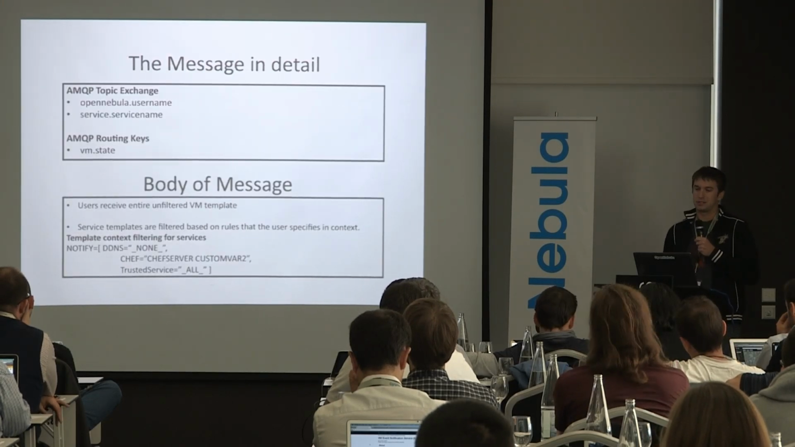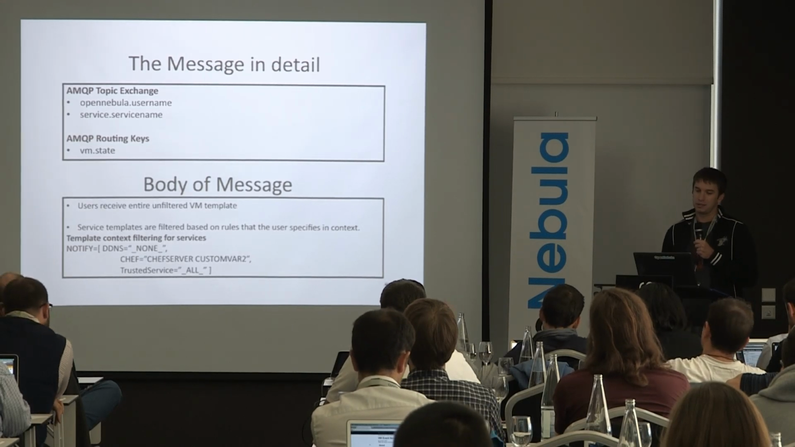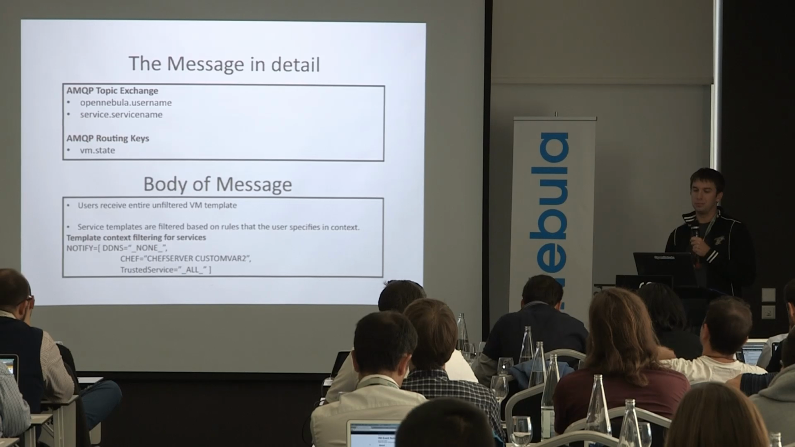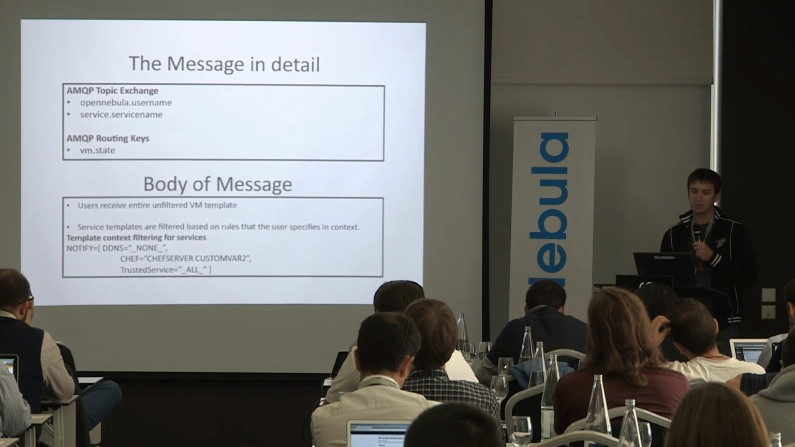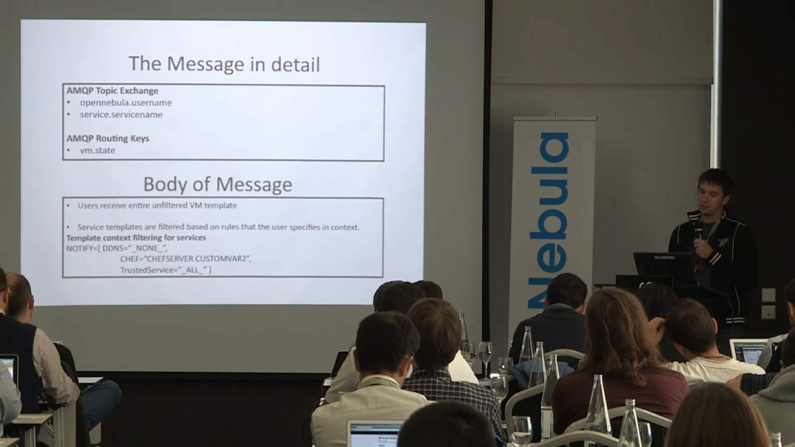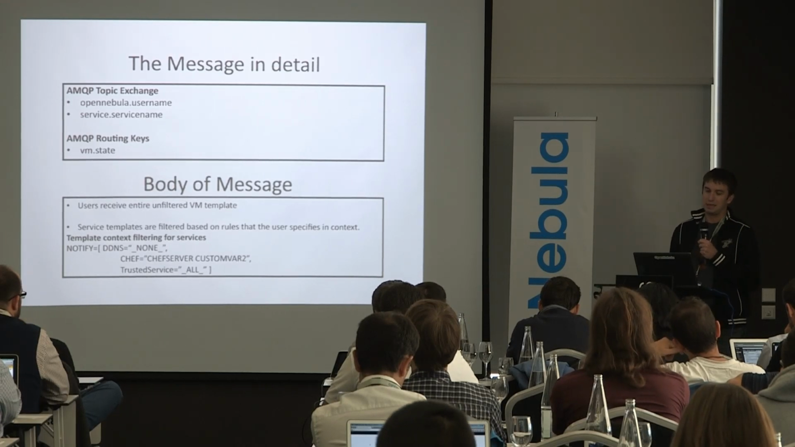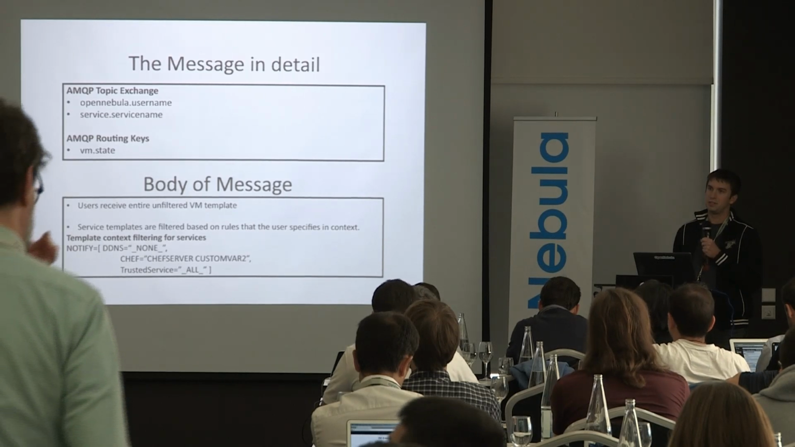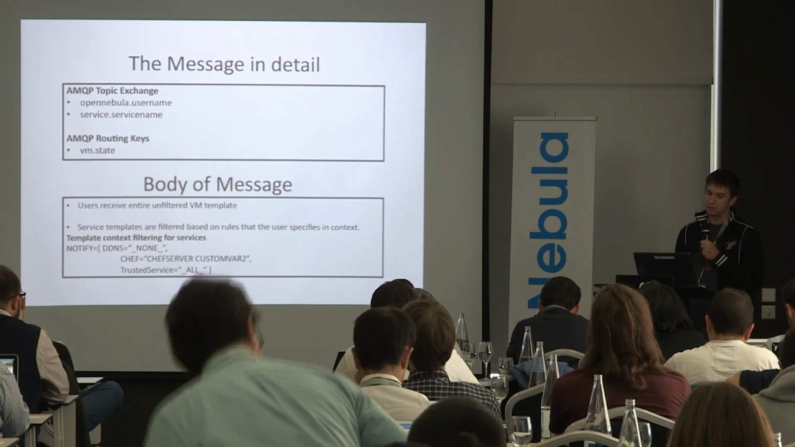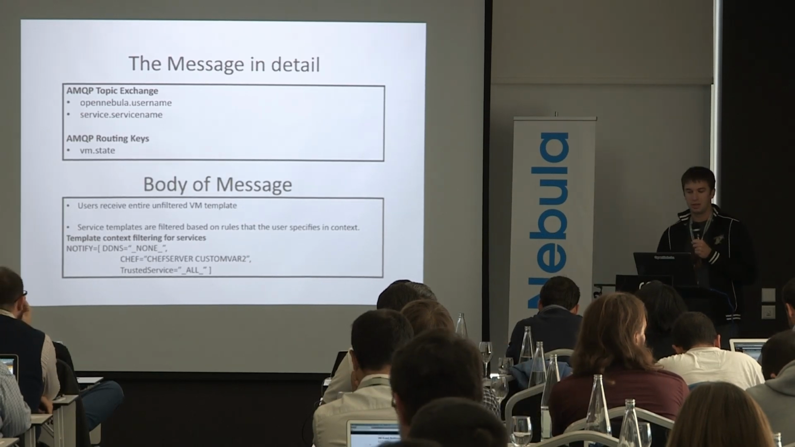This is just some details on the message that gets created. It's all AMQP specific type stuff, but the topic exchange that gets created automatically is one for each user, OpenNebula.username. If they have a service, service.servicename, and then a routing key will be the VM state. So that'd be VM created, VM done, VM failed, VM unknown. They can subscribe to specific events if they want to receive those.